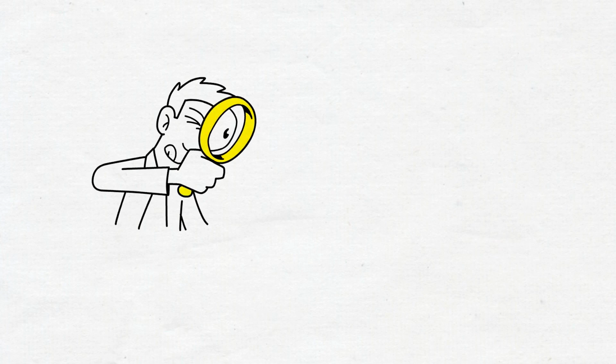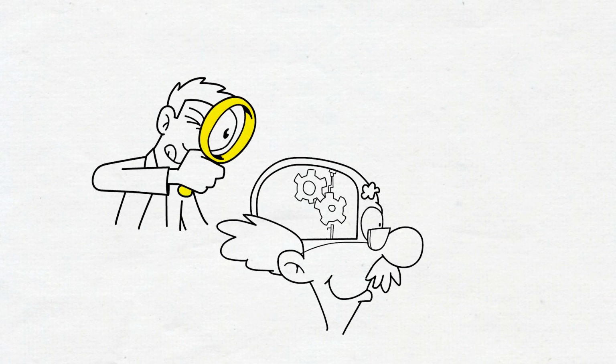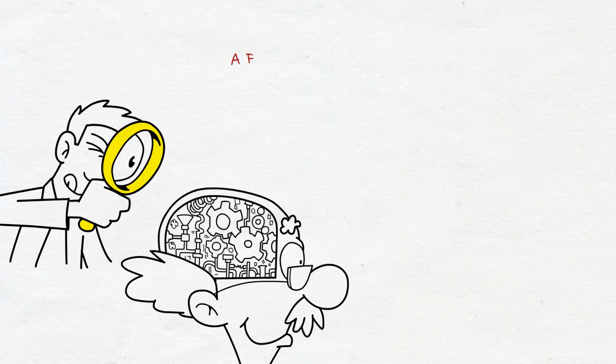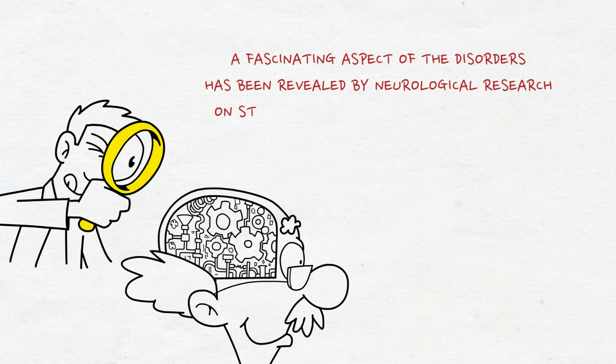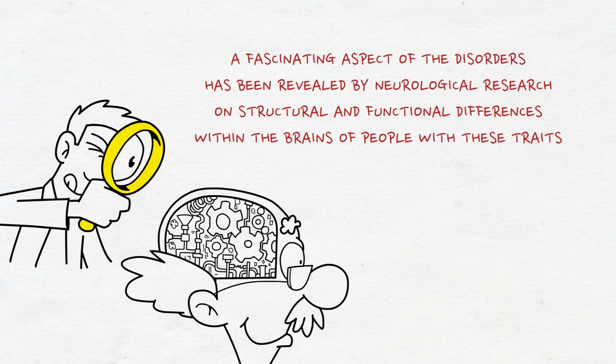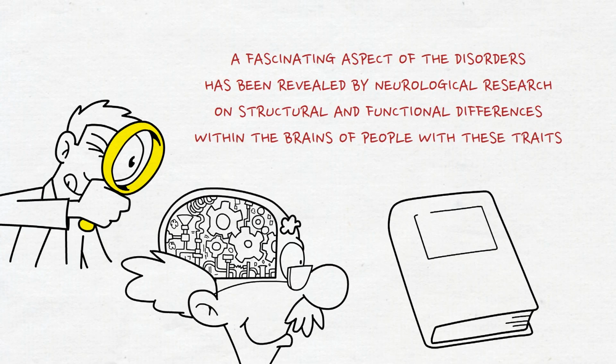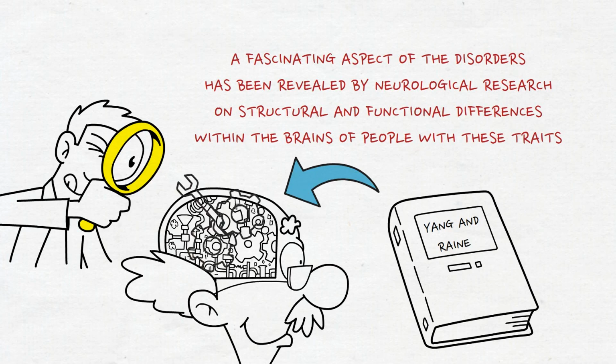Understanding sociopathy and psychopathy also requires a deep understanding of the mysterious structure of the brain. A fascinating aspect of the disorders has been revealed by neurological research on structural and functional differences within the brains of people with these traits. Studies, like the ones done by Yang and Raine, have shown that people with psychopathy have differences in parts of the brain that are responsible for empathy and impulse control.